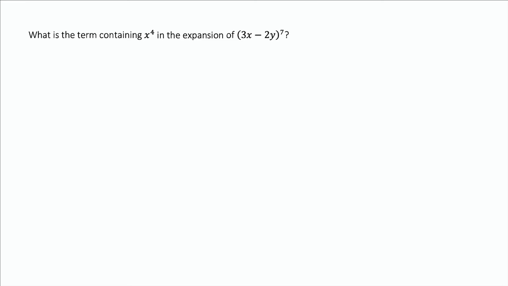What is the term containing x to the 4 in the expansion of (3x minus 2y) to the 7? So we need to look at the general terms of the binomial expansion.